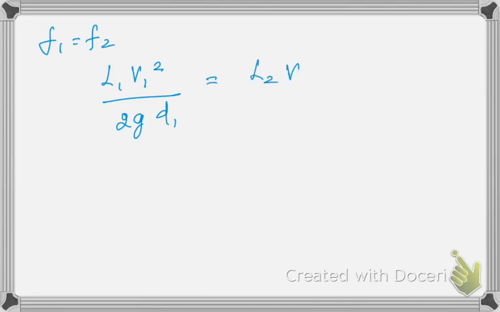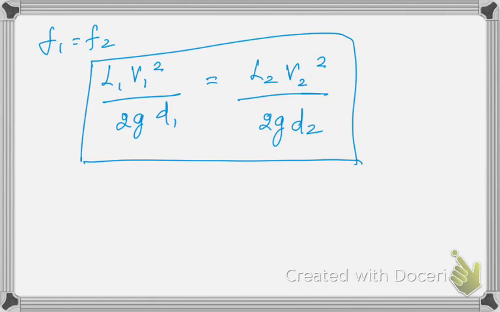Supposing F1 and F2 are equal, that is, we are considering the coefficient of friction to be equal, then 4 and 4 will get cancelled, and it becomes L1 V1 squared by 2G D1 equal to L2 V2 squared by 2G D2. So this is how we are going to solve our problems. We are going to solve a problem on this particular concept.